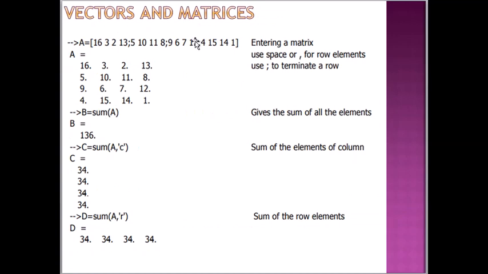Again here we consider a matrix. This matrix is a 4 by 4 matrix, right? So in entering a matrix, use a space between elements, and use a terminator to end a row. If we use the command b is equal to sum(a), the total sum of a we get is 135. It gives the sum of all the elements, we add them and we get this result.